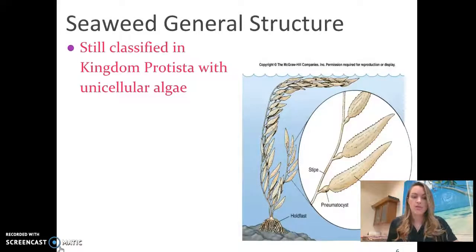All right, while we are going through this particular set of notes, what I want you to do is not only fill in your notes, but also fill in your seaweed diagram. So as we kind of go through, I'm going to walk you through the seaweed diagram and through the notes themselves.